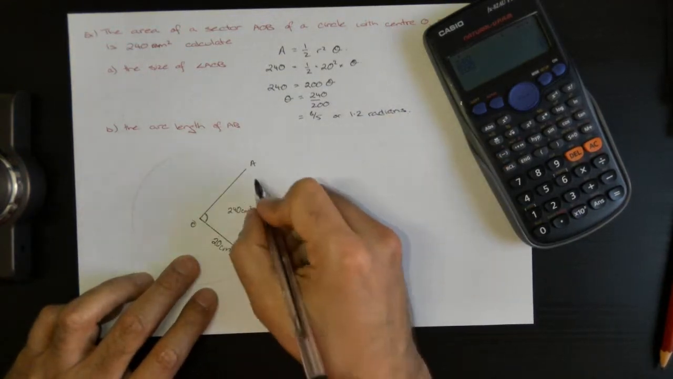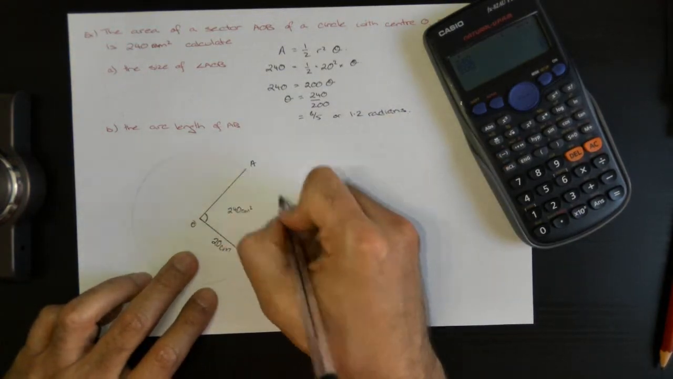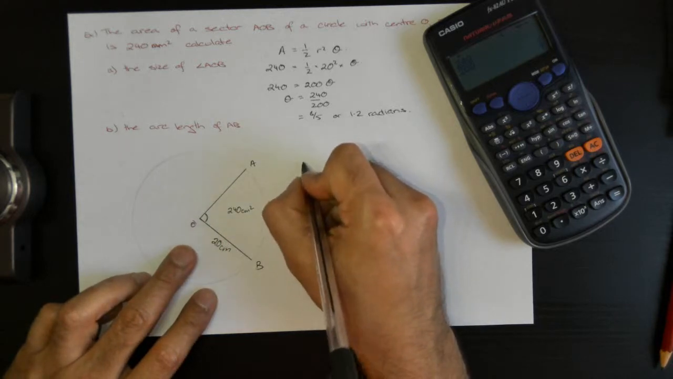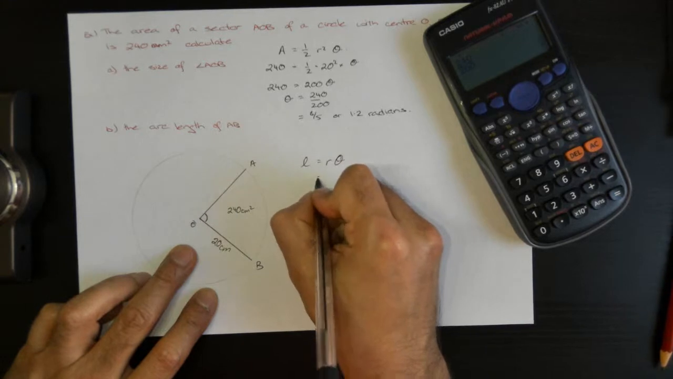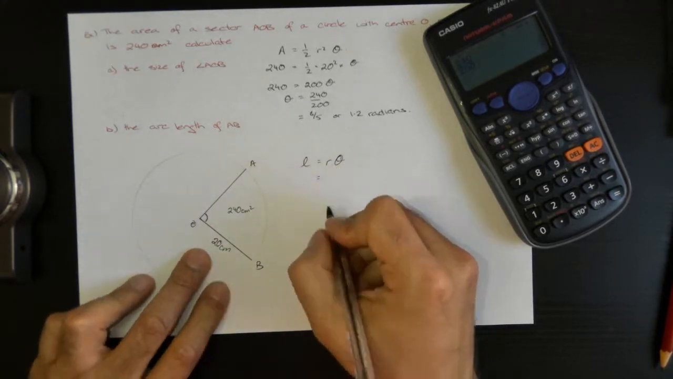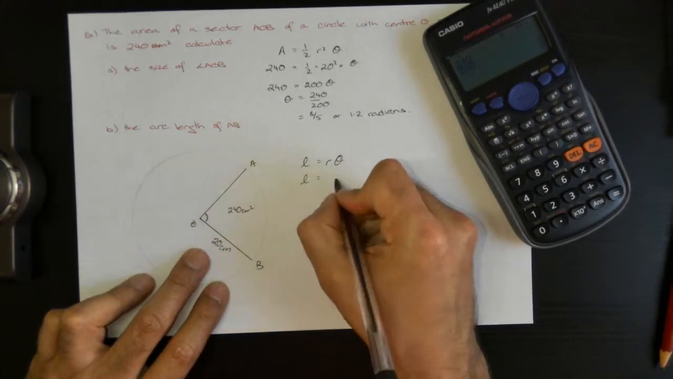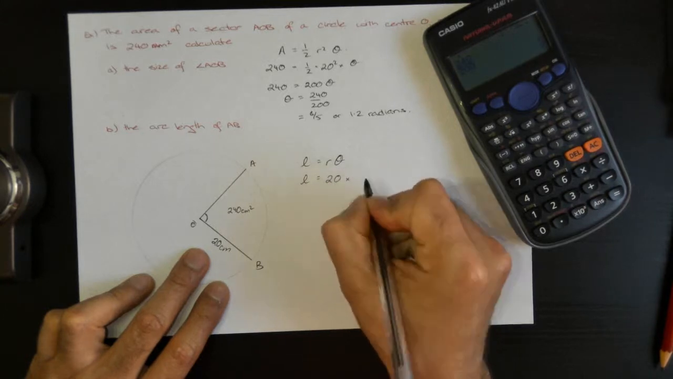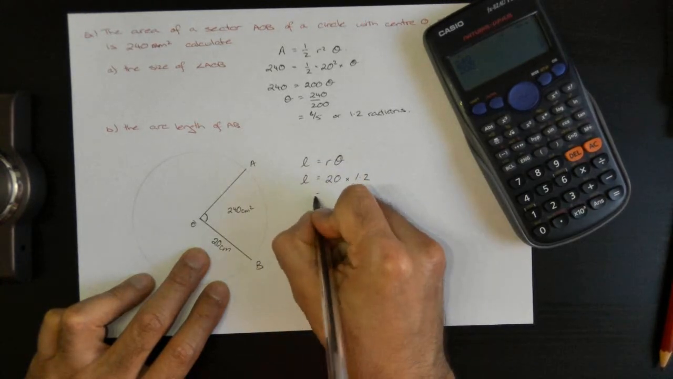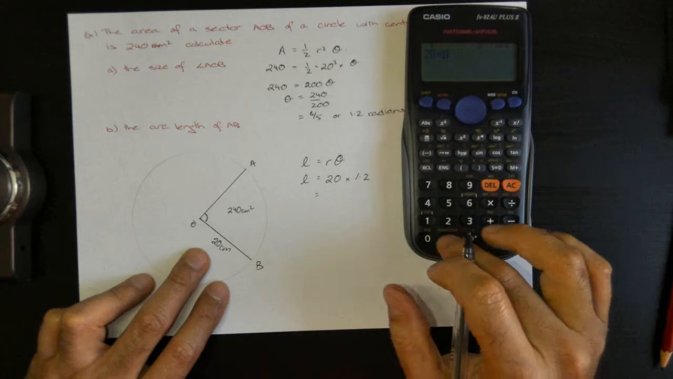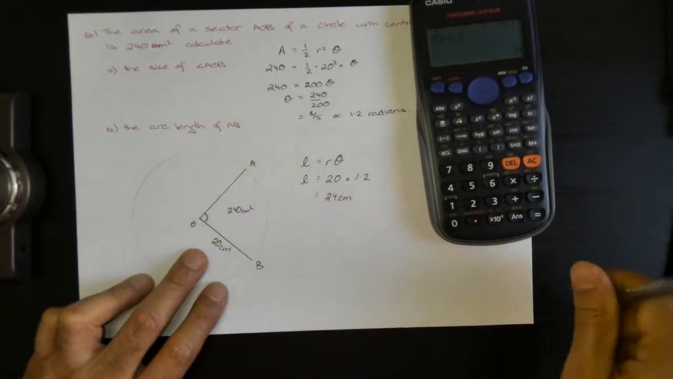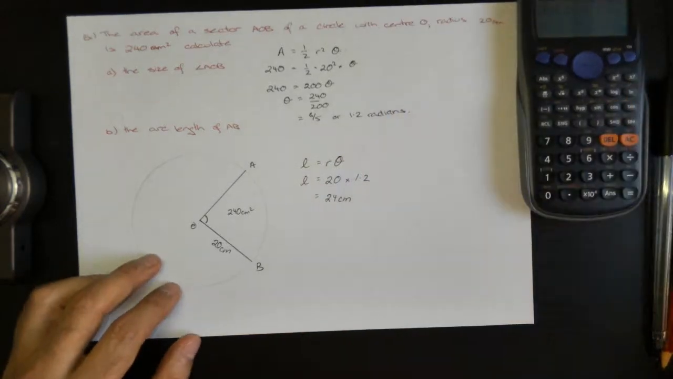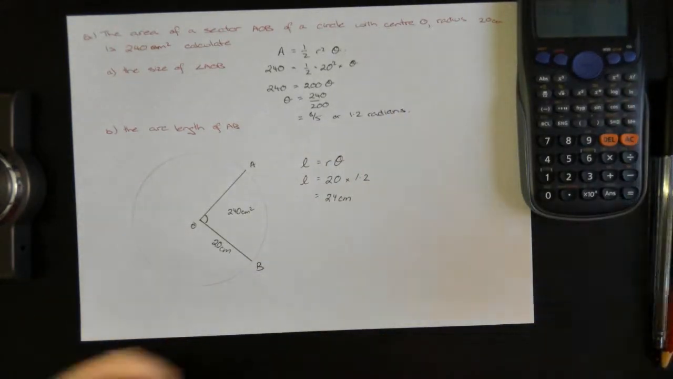Now the second question is to calculate the arc length of AB. So the arc length is r theta, with theta being in radians. So the length is the radius times 1.2 radians, which gives us 24 centimeters. Okay, and that's it. All right, thank you.